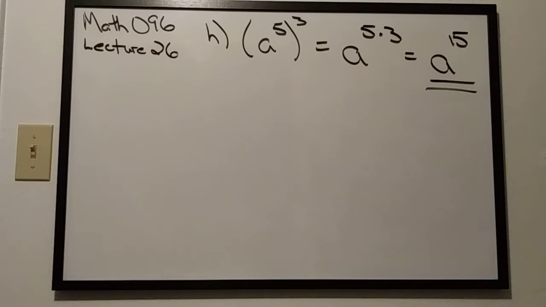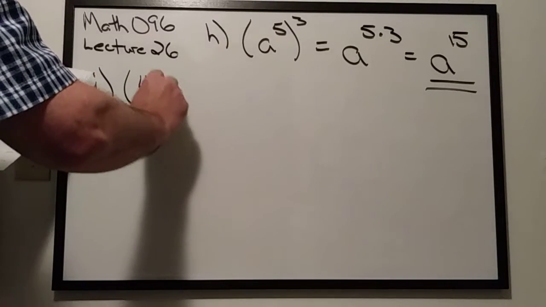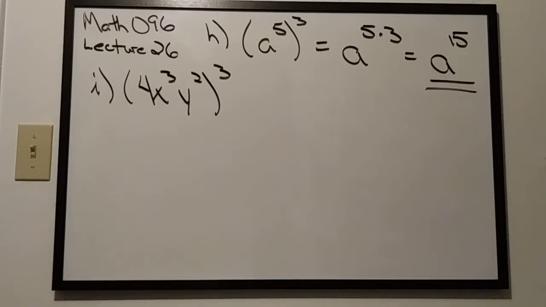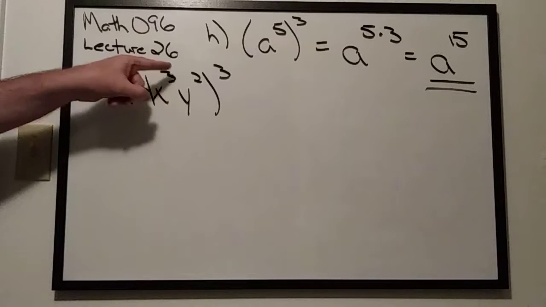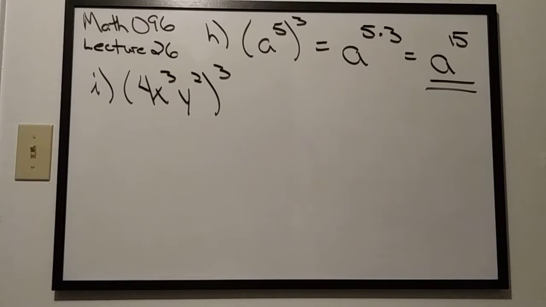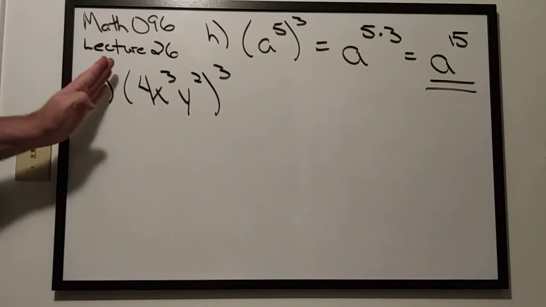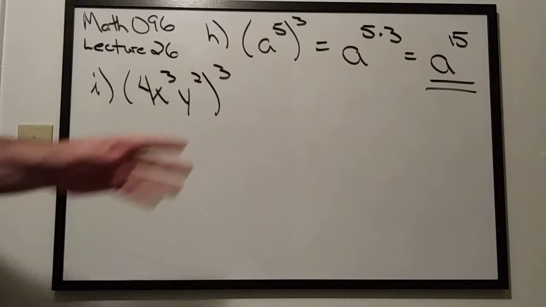Now that we have that, we're ready to then see what happens if we have something a little bit more exciting. So for part A, let's go ahead and say that we have 4x to the third, y to the second, all to the third power. So the first thing to note is that the 4 is connected to the x third by multiplication. The x to the third and the y squared are connected by multiplication. So this is going to be a product inside the set of parentheses. So we have a product to a power. Product to a power is another one of our rules. And the product to the power rule says that we can bring that power of 3 down to each and every one of these factors.